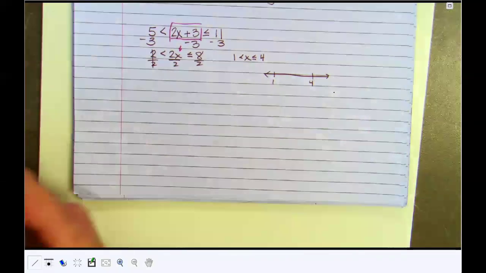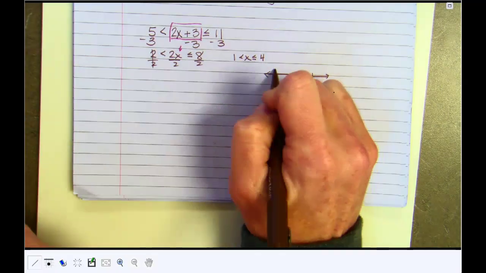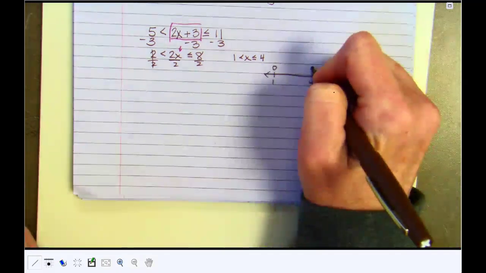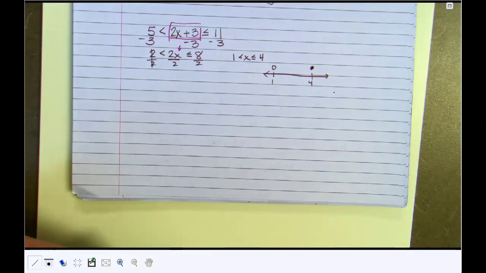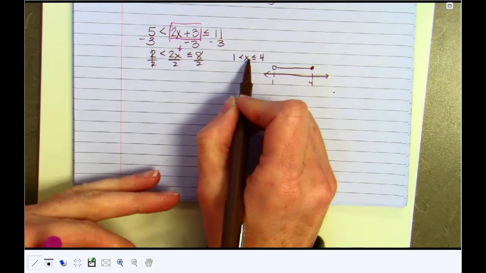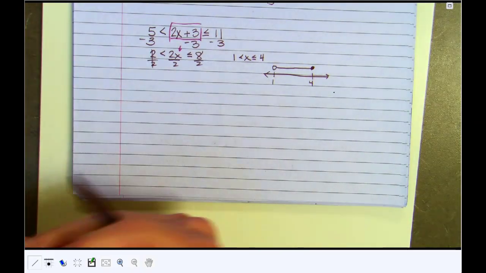Okay? So at 1, open or closed? Open. At 4, open or closed? Closed. Where's the line go? They connect. They connect in between because this X is in between those numbers. Now, this goes way back.